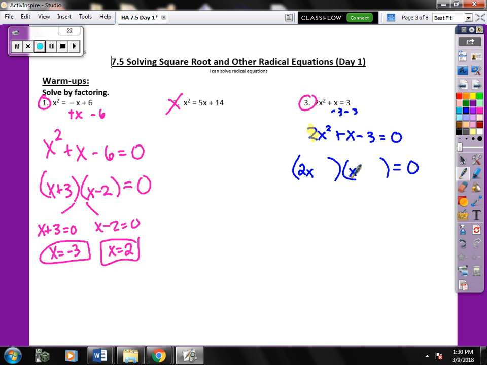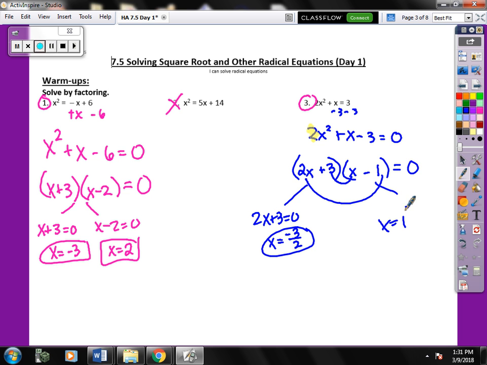If you put the 3 here, you're going to get 6 minus 1, which isn't going to get you 1. So we'll put the 3 in the other spot. And so we will get 3x and 2x. Now you have to figure out where the positive and negative goes. The positive would go with the 3, and the negative would go with the 1. And then we use our zero product property again to set each of these equal to 0. And we will get negative 3/2 or negative 1.5. And the other one will get a positive 1.